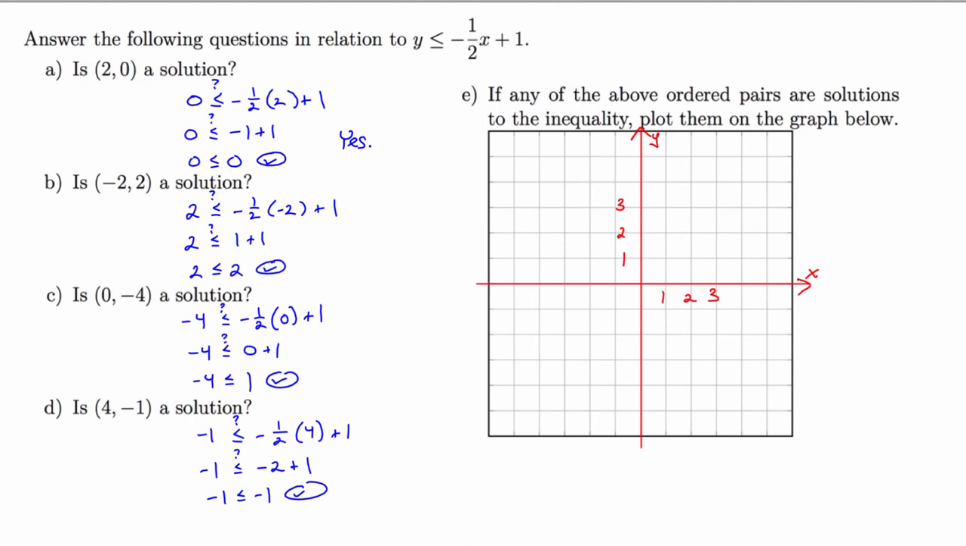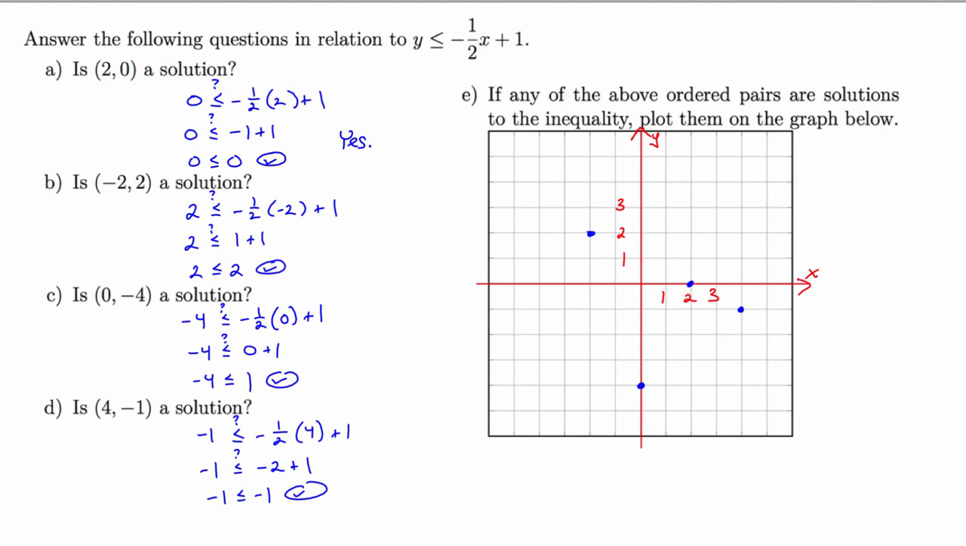We'll now plot the 4 points. The point (2, 0), the point (-2, 2), the point (0, -4), and a point at (4, -1). It should be clear from the work that we have, these 4 points do not all lie on the same line. Perhaps, though, this is not surprising. Since we know we're dealing with an inequality, we know the solutions will take up half of this entire graph, just like they took up half a number line when we only had one variable.